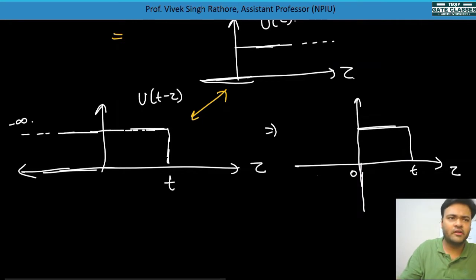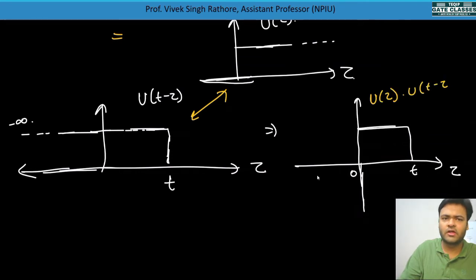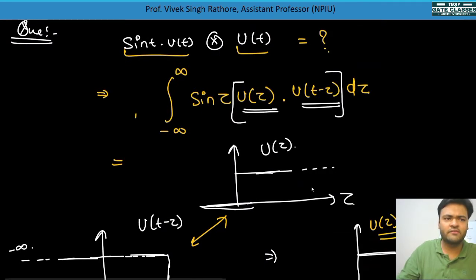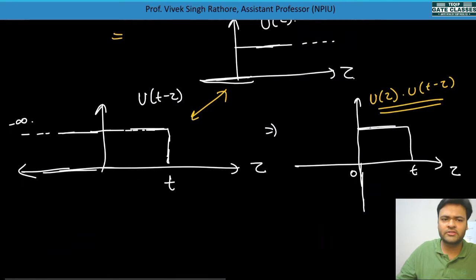So definitely you can understand that u(tau) into u(t minus tau) will consist of a pulse signal of range 0 to t. This is your u(tau) into u(t minus tau). Obviously, any signal, if you multiply it by this type of signal, will exist only in this duration.